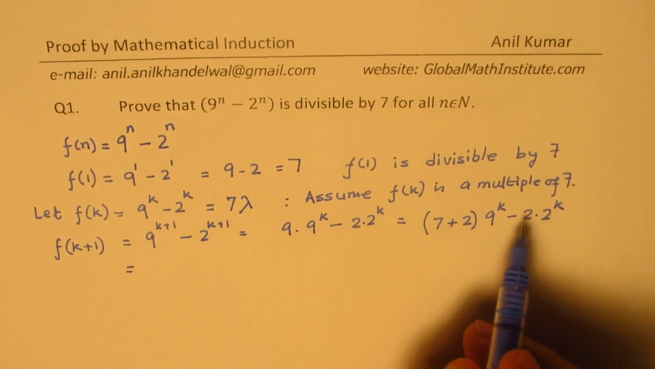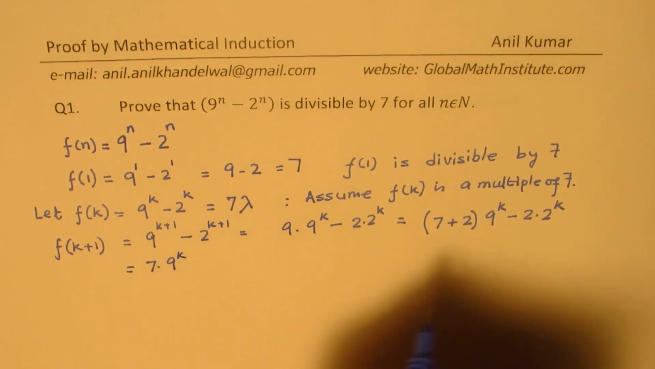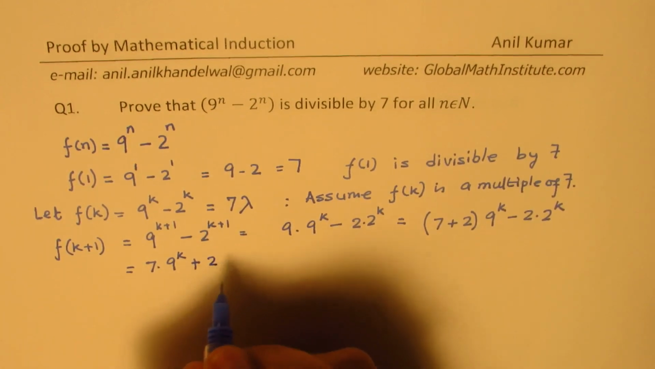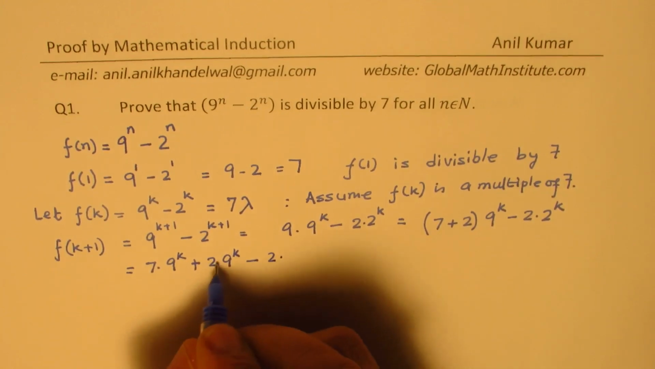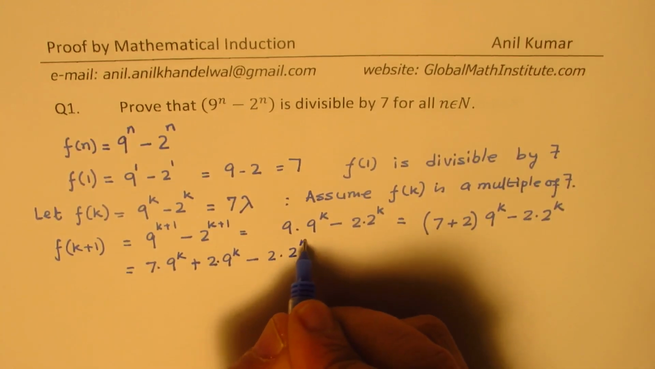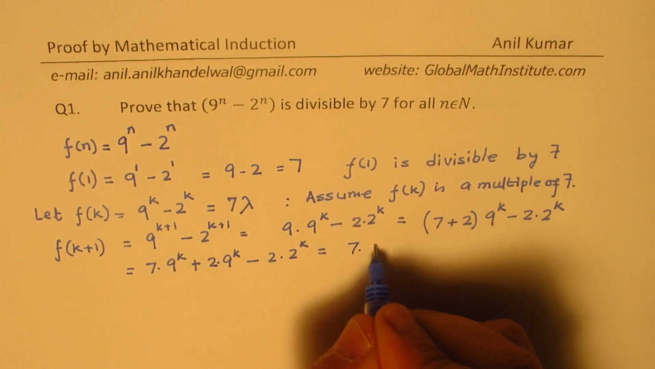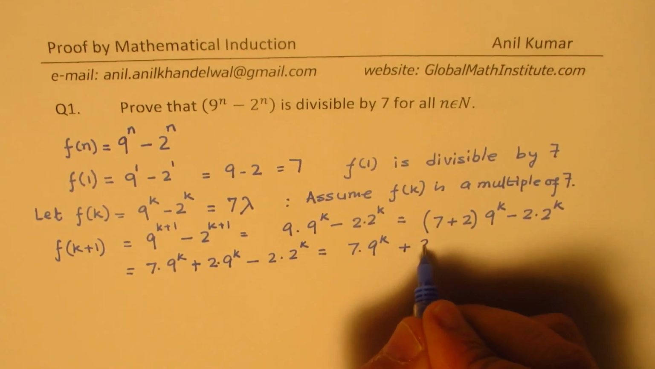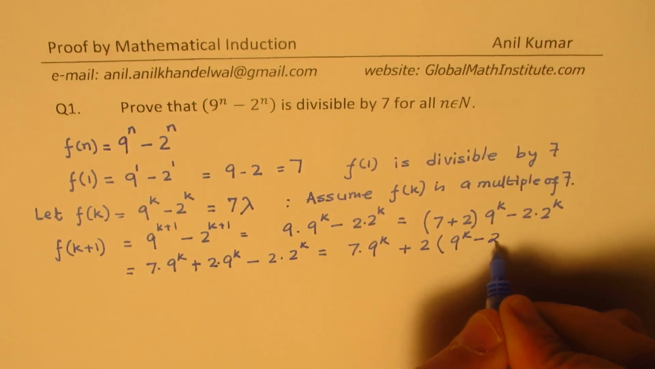So we'll just do readjustments, that is 7 times 9 to the power of k plus 2 times 9 to the power of k minus 2 times 2 to the power of k, right? So 2 is common between these two. So we can write this as 7 times 9 to the power of k plus 2 is common. So we get 2 times 9 to the power of k minus 2 to the power of k.